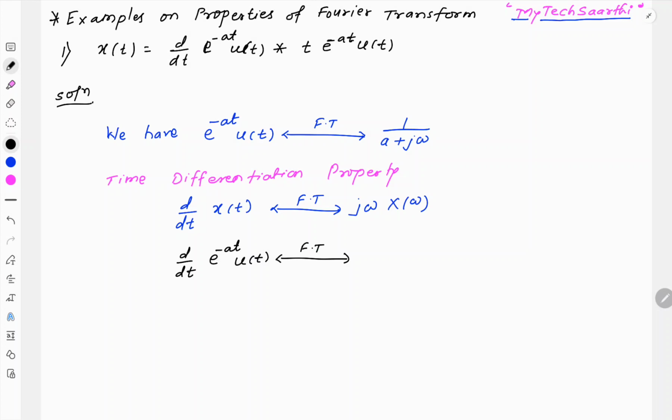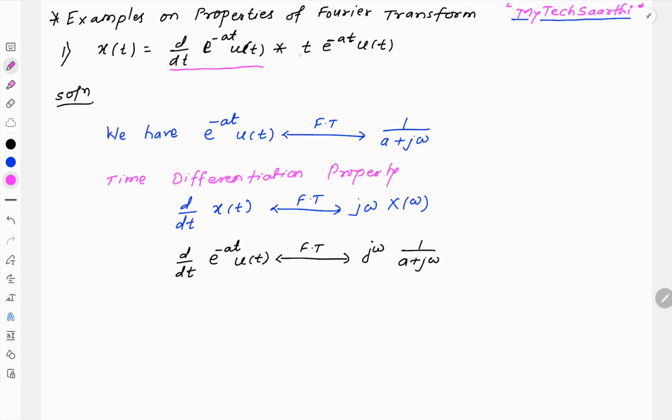the Fourier transform of e raised to minus at u of t is 1 upon a plus j omega. So it will be as it is, 1 upon a plus j omega. But due to this d by dt, we need to multiply this x of omega with the j omega term. So we have obtained the Fourier transform of the first part, d by dt of e raised to minus at u of t. Now in the second part we have t into e raised to minus at u of t.